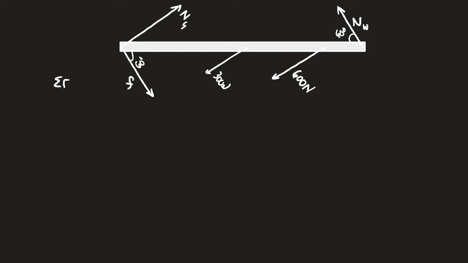The net force in the y direction is something that we explicitly know. We know it equals 0, sure, but we also know that it's going to be the normal force from the ground minus 300 minus 600. Is there any question about that? That means the normal force from the ground is 900 newtons.